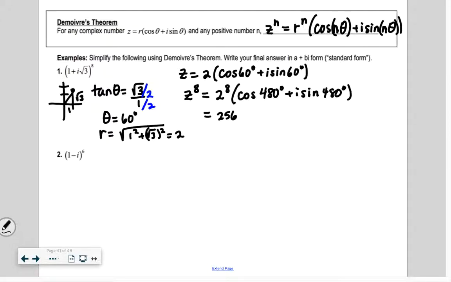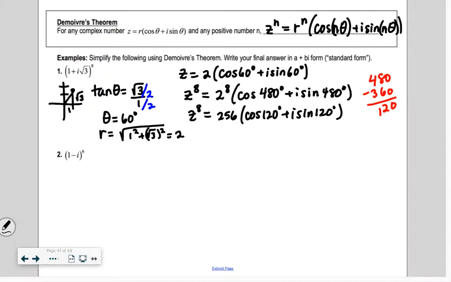between 0 and 360. Do you guys remember coterminal angles and all of that? So if you have 480 and you keep subtracting out 360, we just have to do it once, right? We get 120. Does that make sense? It's like we've gone around once, and then we're going to go around to 120. So I'm going to have cosine of 120 plus I sine of 120.